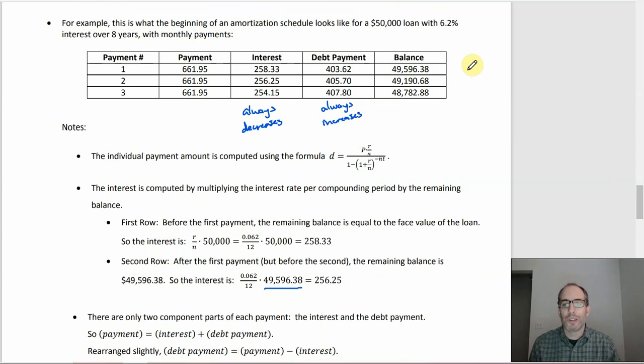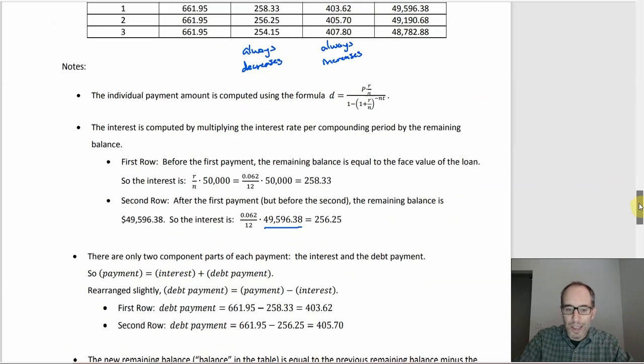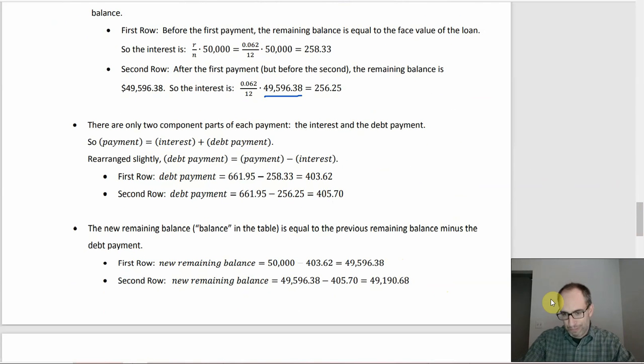And that gives you the $49,596.38. Then in the second row, before the second payment is made, the remaining balance is the $49,596.38. But then if that's paid down by $405.70, then we subtract that and we get the $49,190.68. And those I just have written out at the very bottom of the page there. So the new remaining balance is the old remaining balance minus the debt payment. So that's how that last column works.